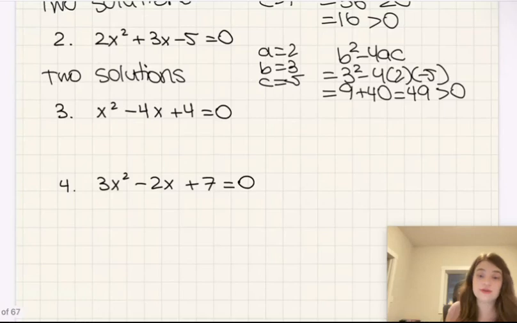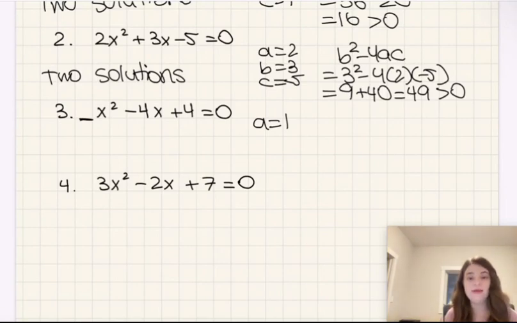Okay, what about this third one? In this case, a is 1, because there's no leading coefficient showing. When there is none, we assume the leading coefficient is just 1, because 1 times x squared is the same as x squared. Sometimes if people don't see a 1, they put it as 0, but this is not quite right. If it was 0, then we would have 0 times x squared, which would wipe this term out completely.